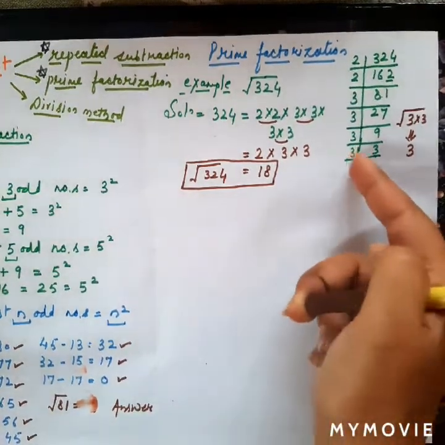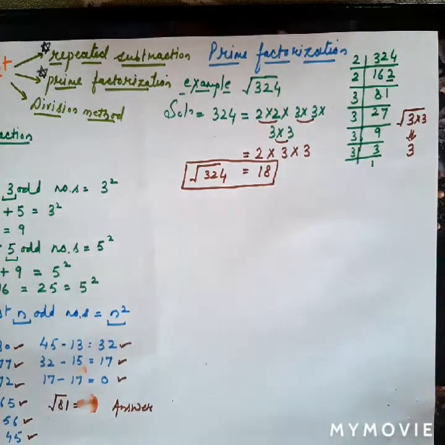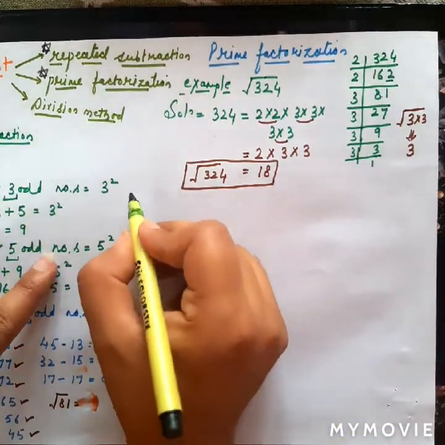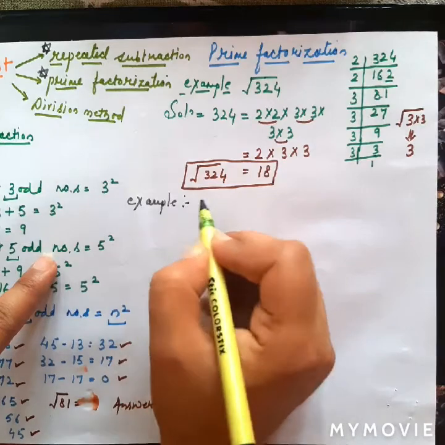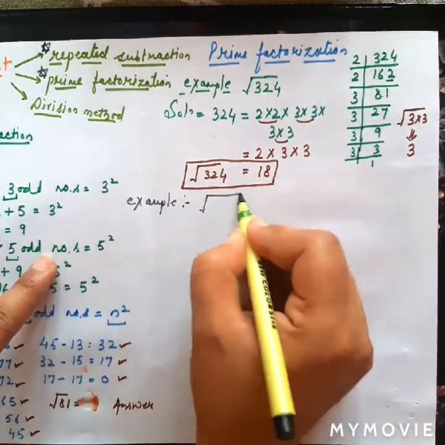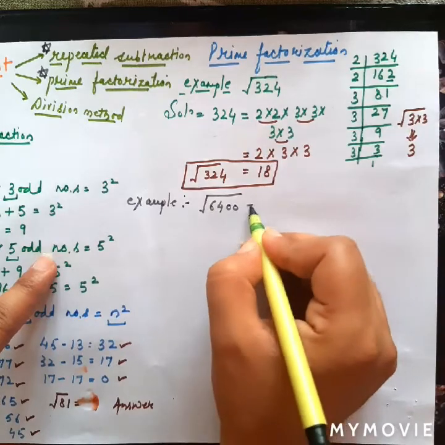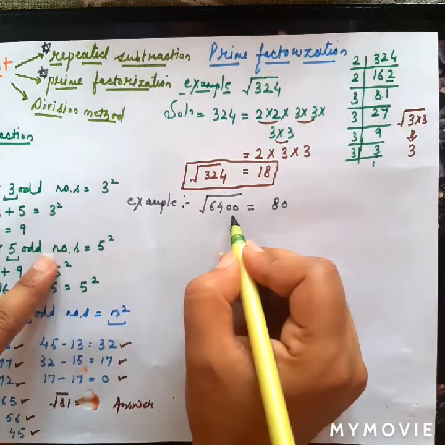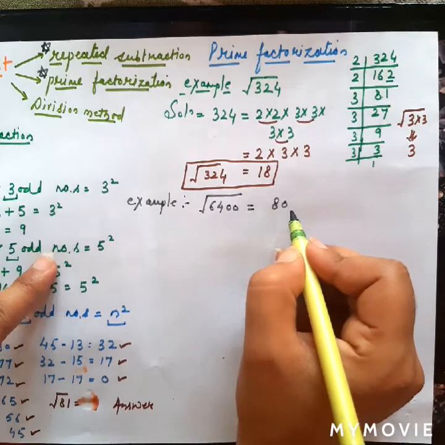In this way we can find prime factors, and then we can find the answer for these numbers. And I will give you another example, and this should be done by you. Let us take 6400 and the answer of this question is 80. Again you will make factors of this number 6400, and then you will find out the answer, right?